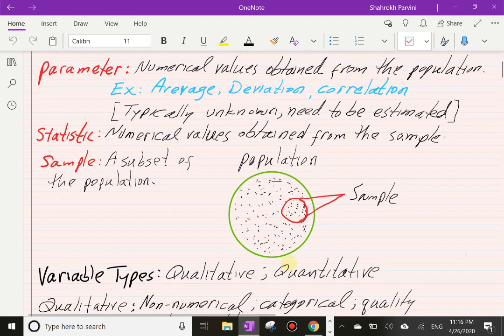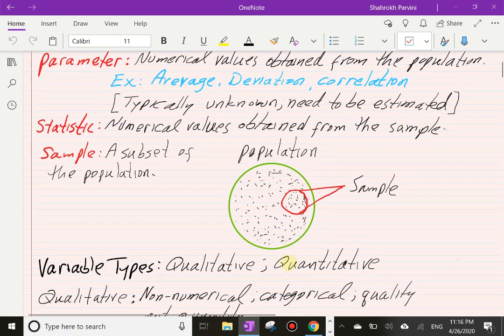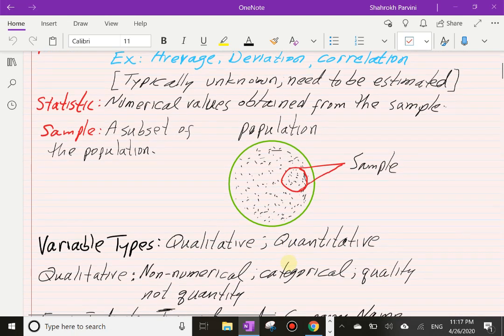Now, the variables that we collect, in general, there are two types of variables. These variables could be qualitative or quantitative. Now, qualitative variables, these are typically non-numerical, and they're also called categorical variables. And these are usually attributes. They are characteristics. They are qualities rather than quantities. That's what they're called, qualitative.